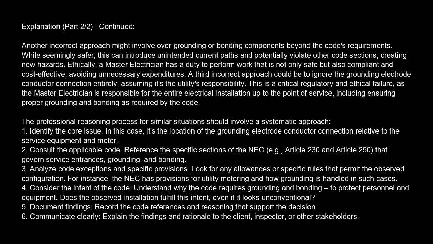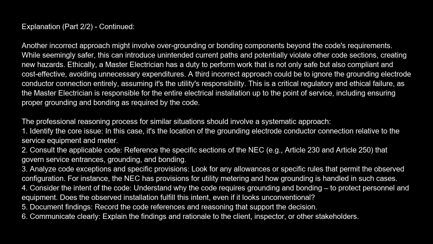The professional reasoning process for similar situations should involve a systematic approach. 1. Identify the core issue. In this case, it's the location of the grounding electrode conductor connection relative to the service equipment and meter. 2. Consult the applicable code. Reference the specific sections of the NEC, e.g., Article 230 and Article 250, that govern service entrances, grounding, and bonding. 3. Analyze code exceptions and specific provisions. Look for any allowances or specific rules that permit the observed configuration. For instance, the NEC has provisions for utility metering and how grounding is handled in such cases.